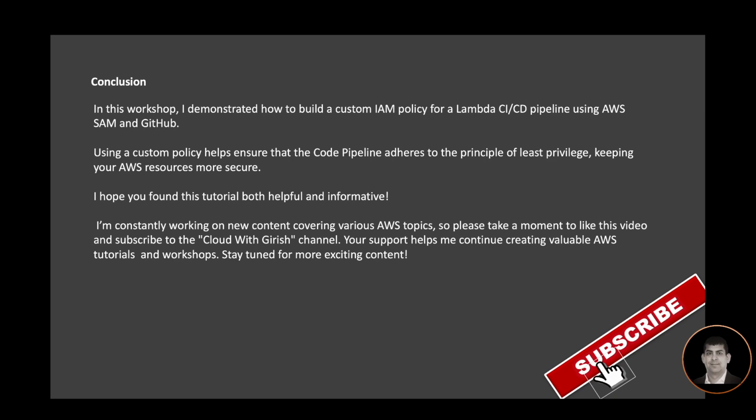In this workshop, I demonstrated how to build a custom IAM policy for a Lambda CI/CD pipeline using AWS SAM and GitHub. Using a custom policy helps ensure that the CodePipeline adheres to the principle of least privilege, keeping your AWS resources more secure.